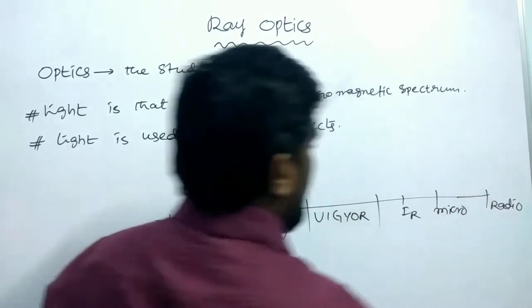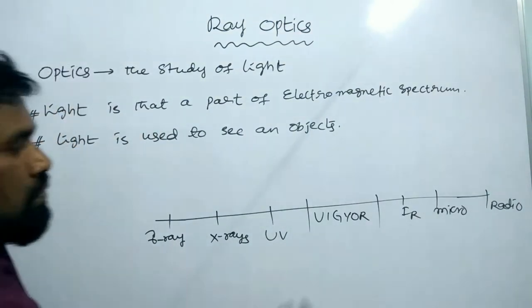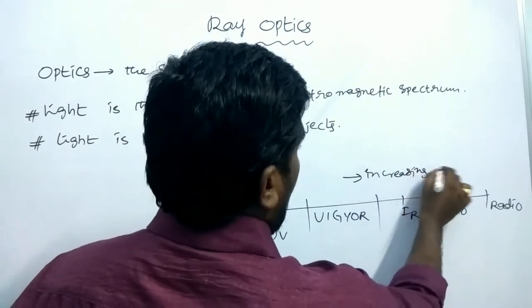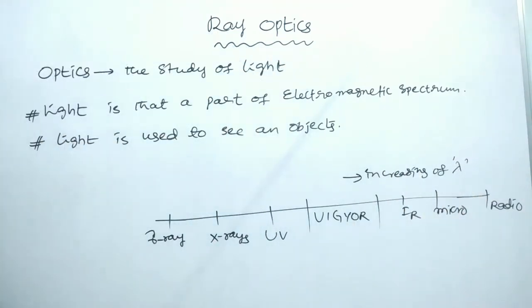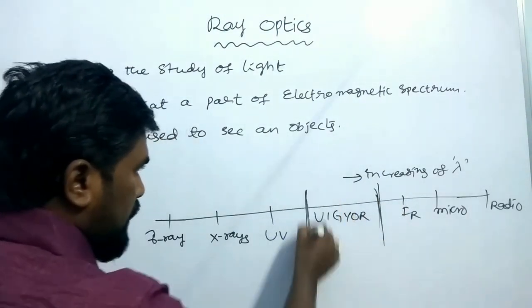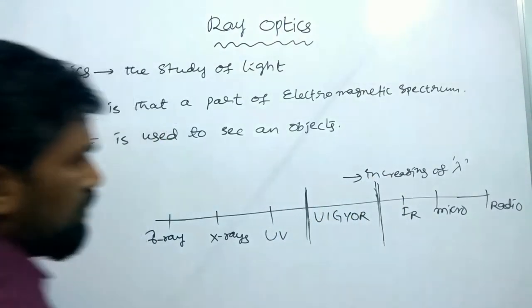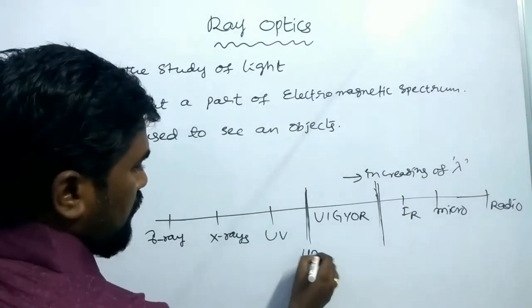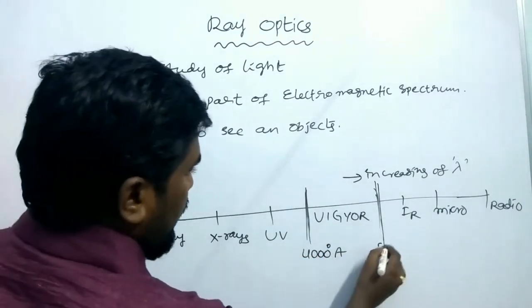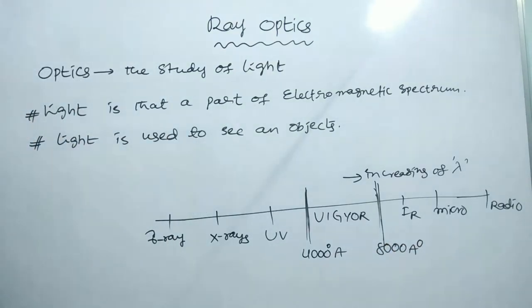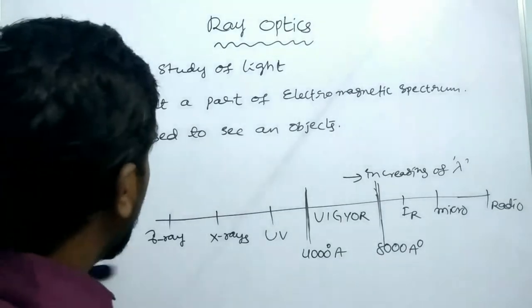So this is the electromagnetic spectrum, with increasing wavelength lambda. This part is visible to us, the light which is visible to us, the visible region, which lies between 4000 angstrom and 8000 angstroms.